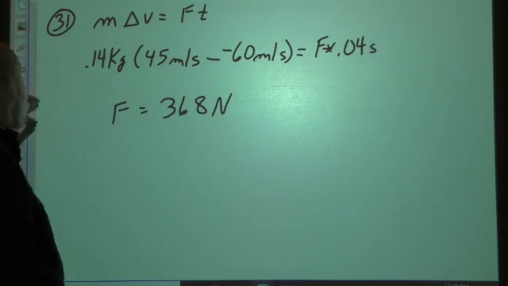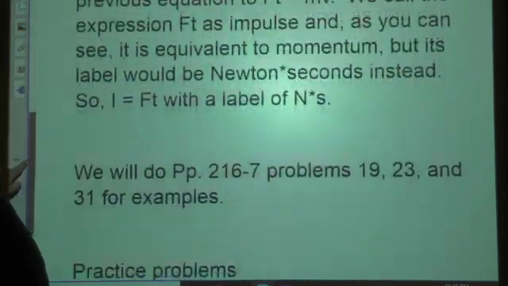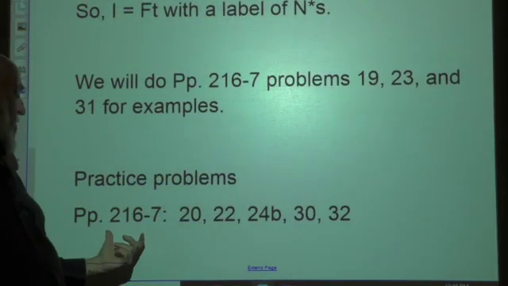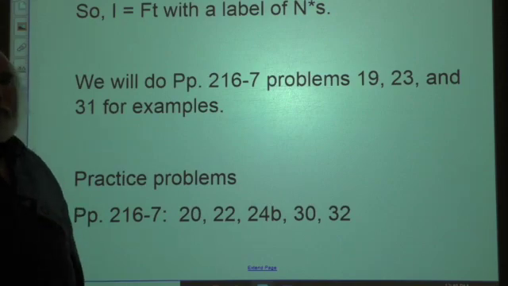So your practice problems. On page 1617, those 5 problems, just do part B, number 24. Have fun.